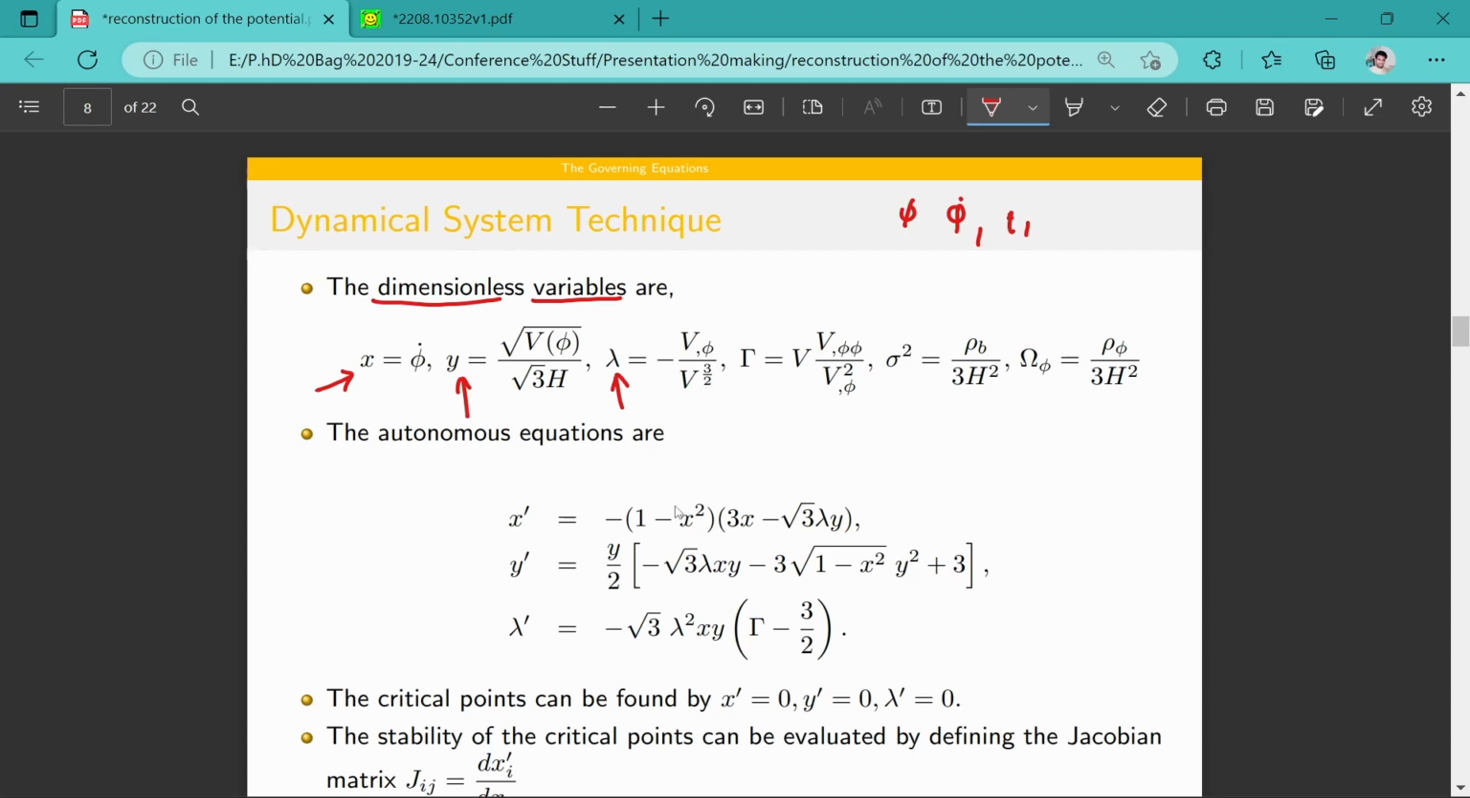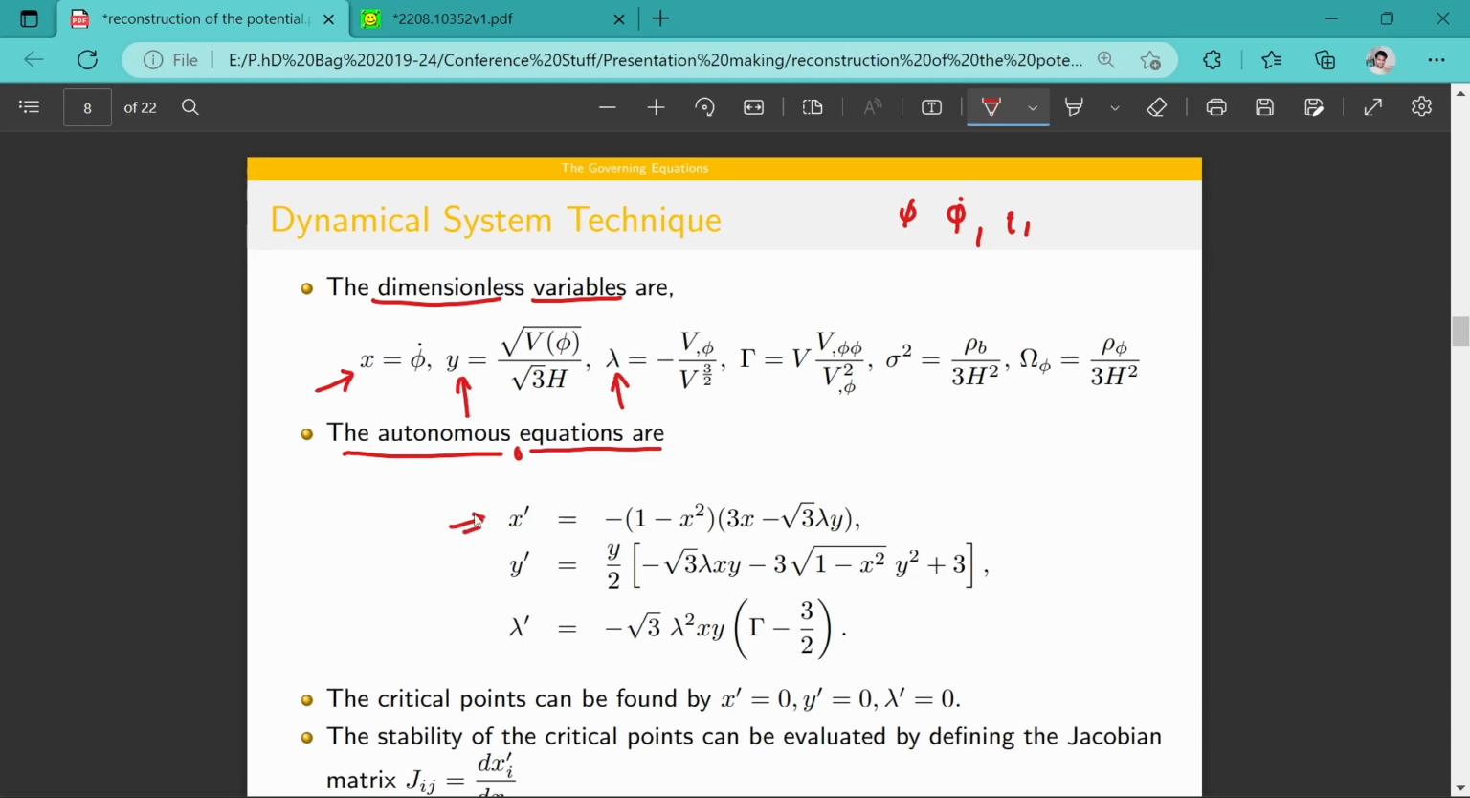What I'm going to do is that I don't want to consider any form of potential. So can I study it as a general approach? For that, again, what you have to do is first construct the autonomous system, and to do that you have to take the derivative of these variables x, y, and lambda.